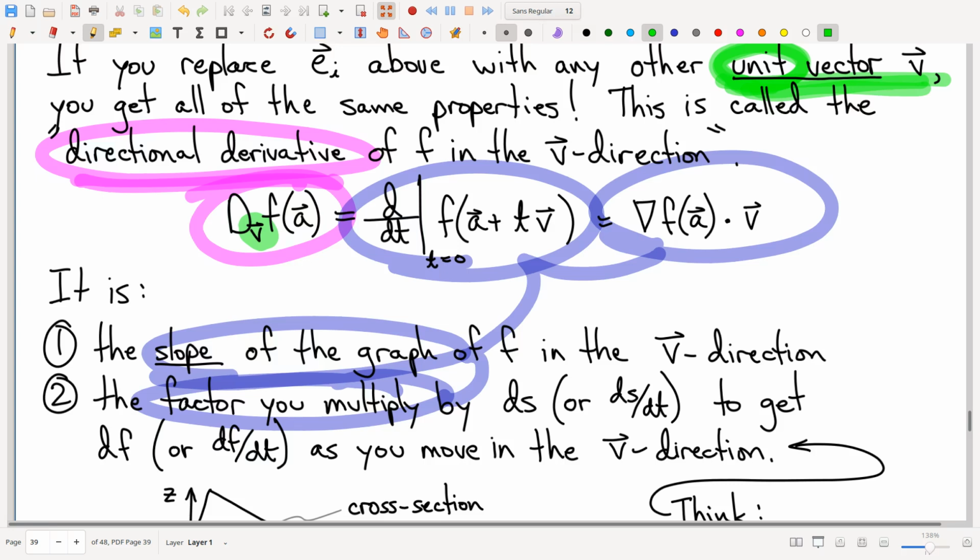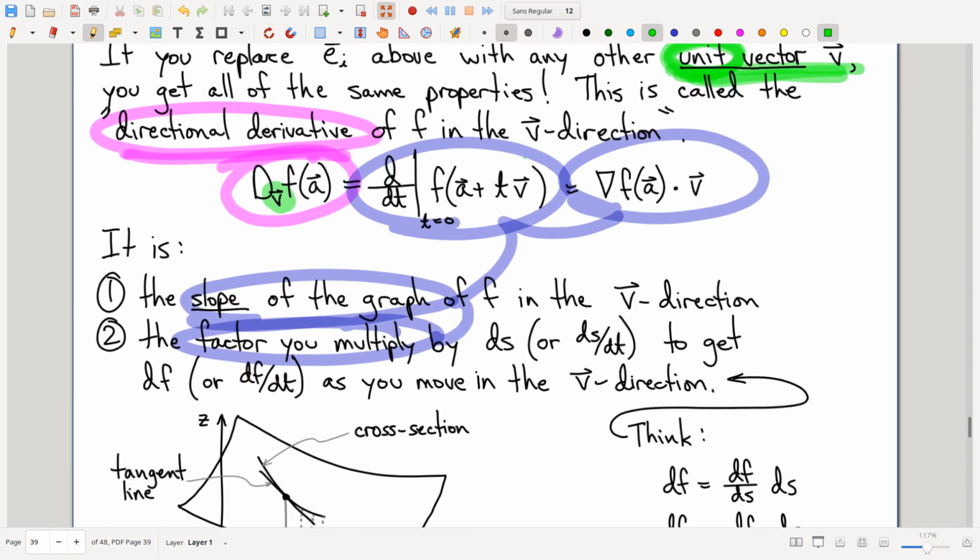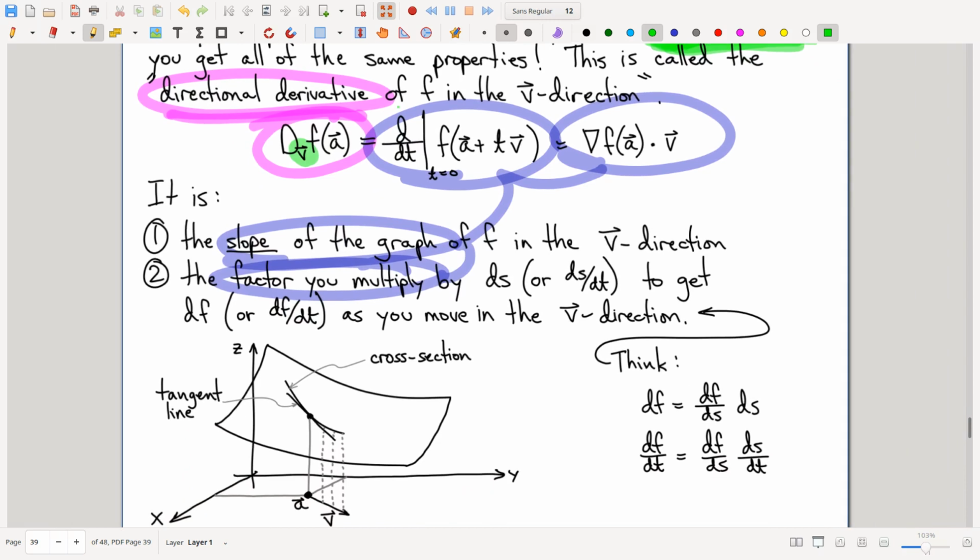So that's what a directional derivative is. It's morally a partial derivative. It has all the properties, effectively, of a partial derivative. So slope of the graph as you go in the direction of the unit vector v that you're talking about, computed by, take your pick, either one of these formulas. Most of the time, in practice, we're going to use this dot product formula because it's easier to compute with most of the time.